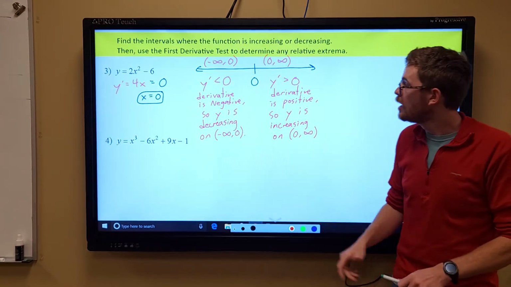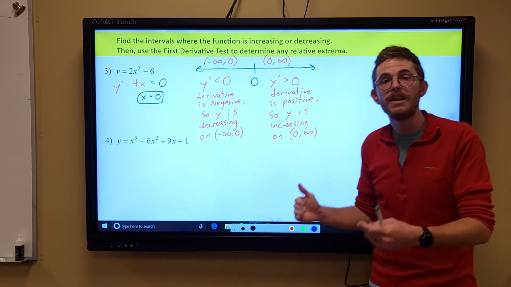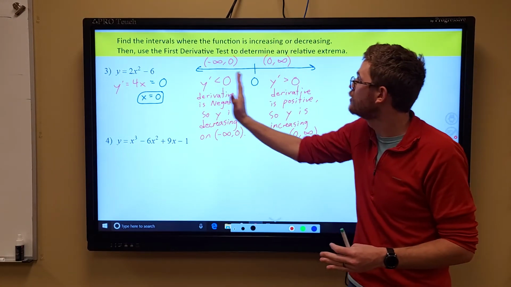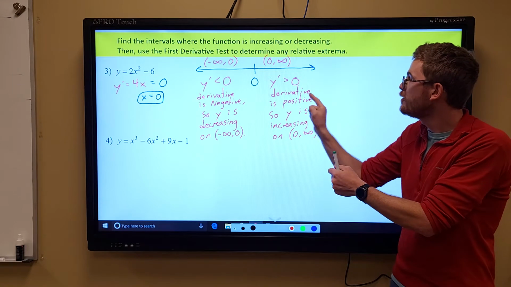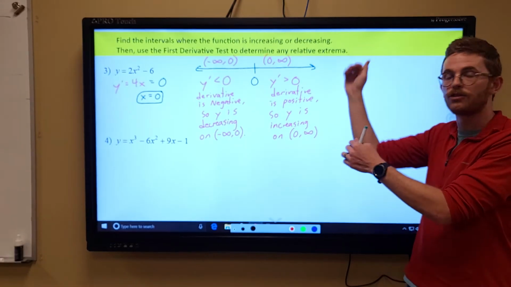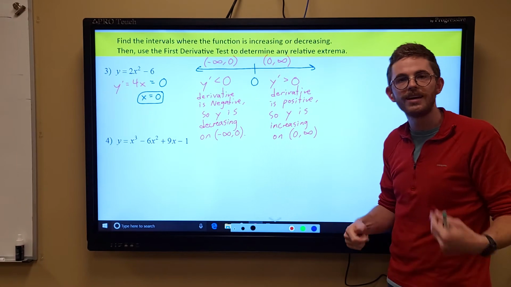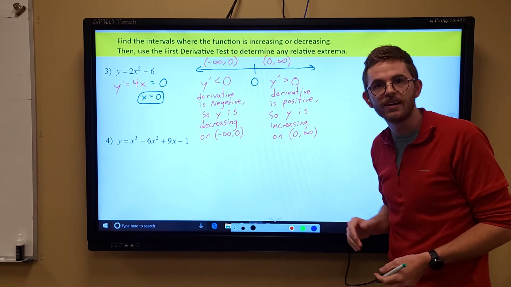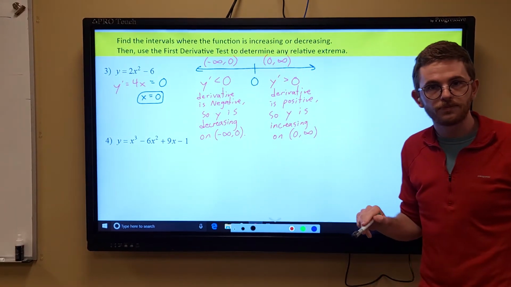So again, negative derivative means we have negative slopes. It is literally going down over here to the left of 0. Whereas over here, the derivative is positive. That's positive slopes. It's moving up over here, and we see that visually as increasing. And finally, tying this together, our first derivative test.